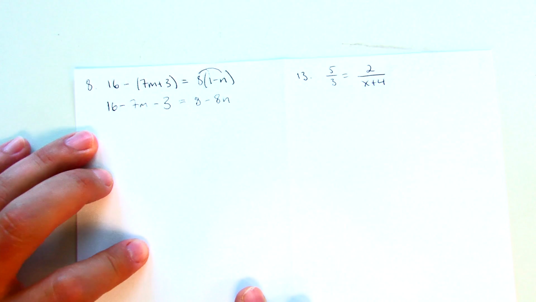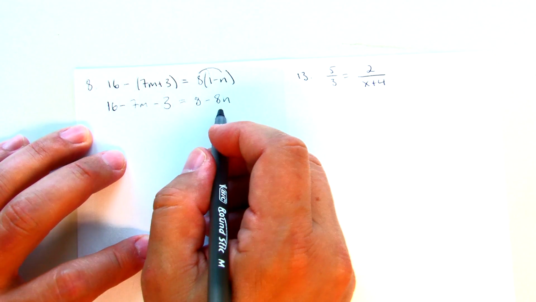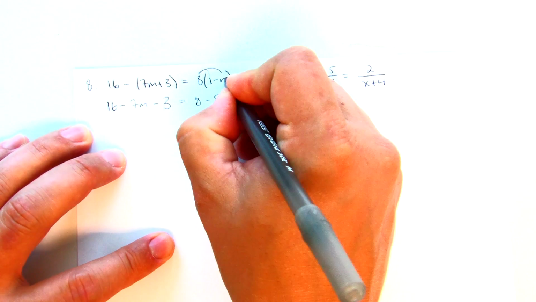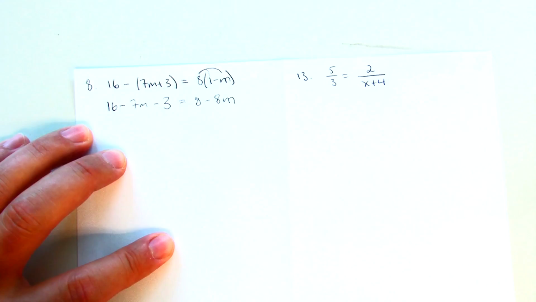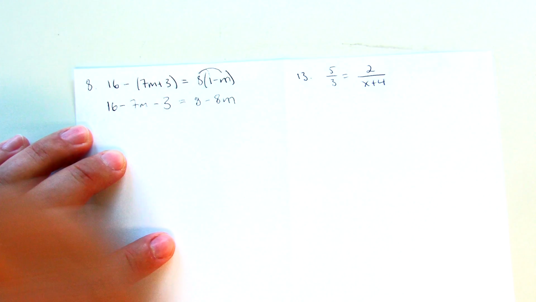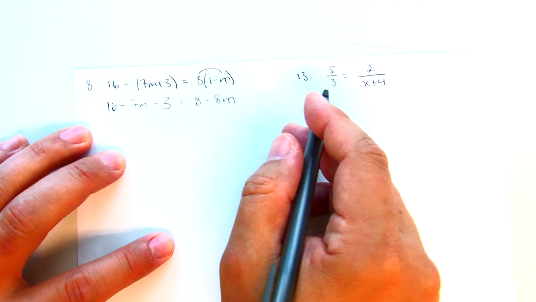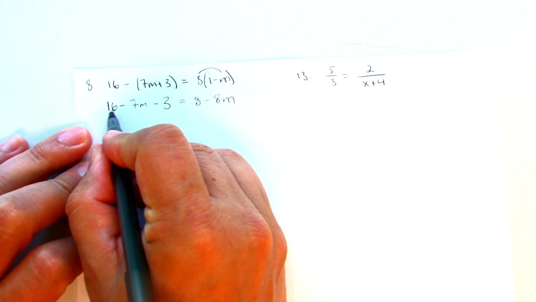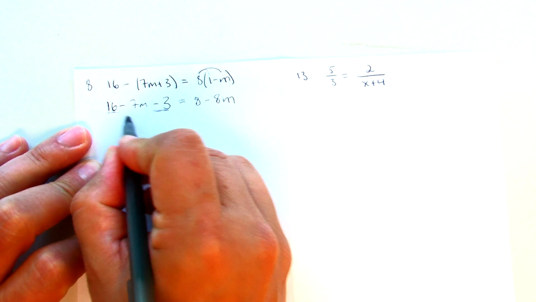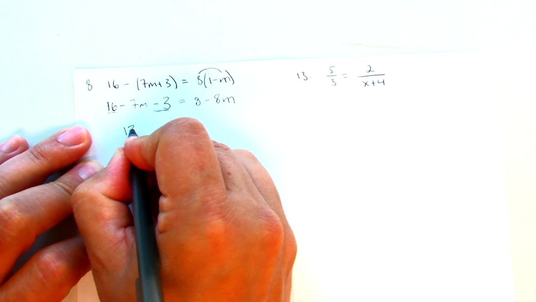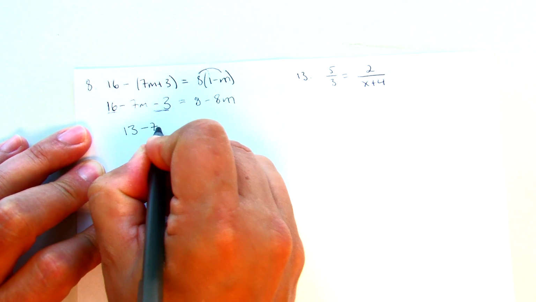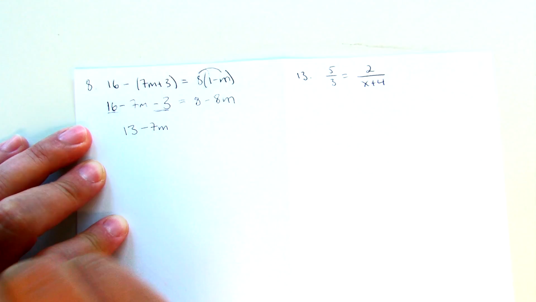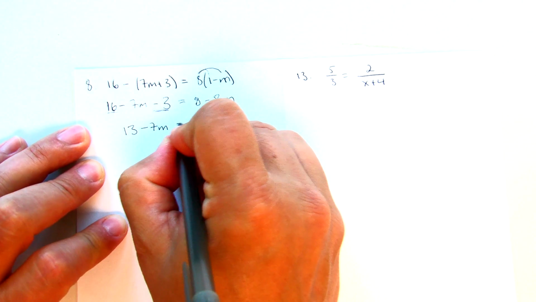Alright, so then the thing we want to do, of course, is get all the variables on one side, all the numbers or constants on the other side. Actually, I guess over here we should combine like terms first. So we've got a 16, we've got a negative 3. So that's going to give us 13 minus 7m, right? Of course, the 13 and the 7m we don't combine with addition and subtraction.